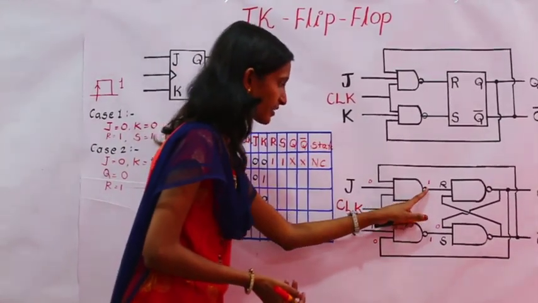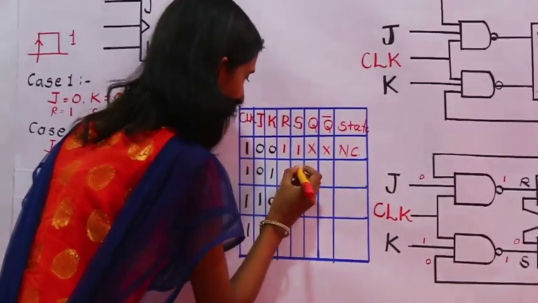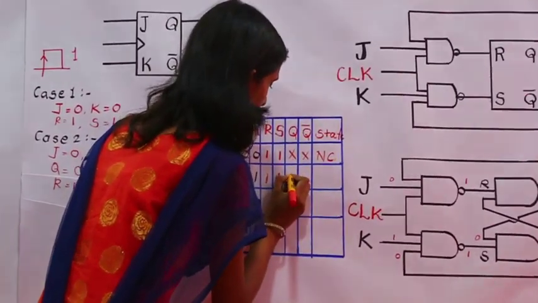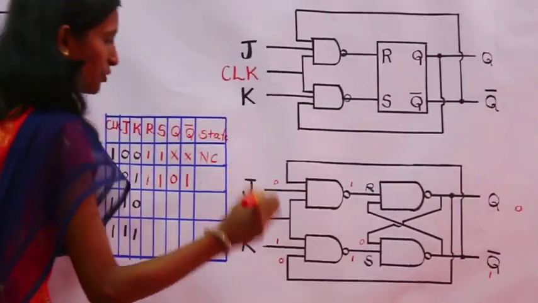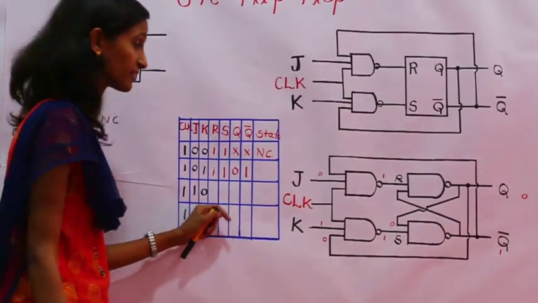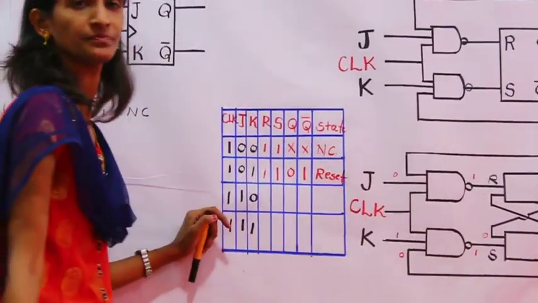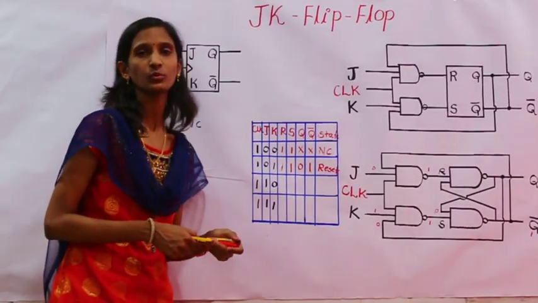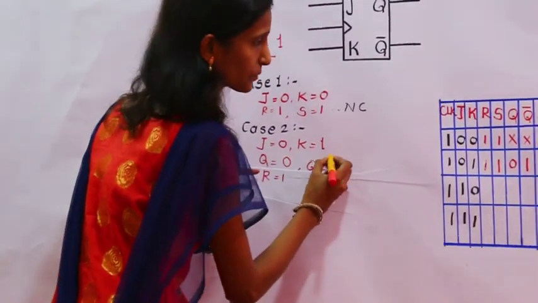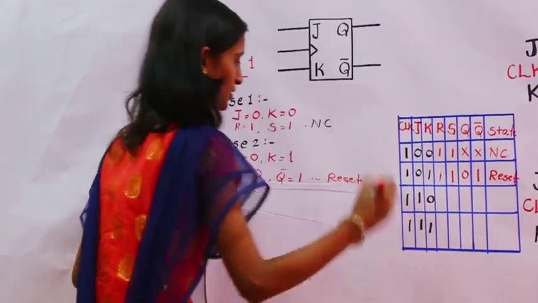Here we will get R as a 1, S as a 1. So I will write here 1 and 1. For this case I received the output Q as 0, Q bar is 1. So for this condition, Q 0 is called the reset condition. This is case number 2. Here I got Q bar as a 1, so it is called the reset condition.